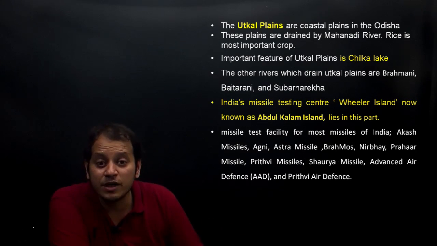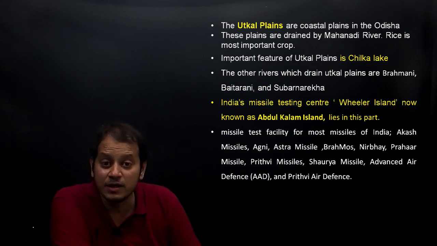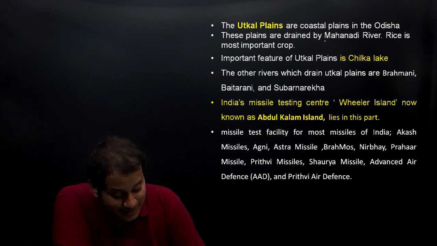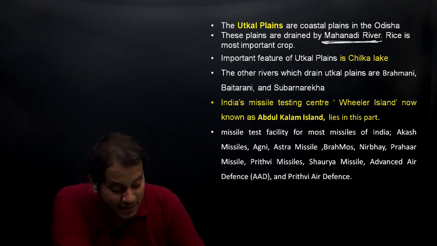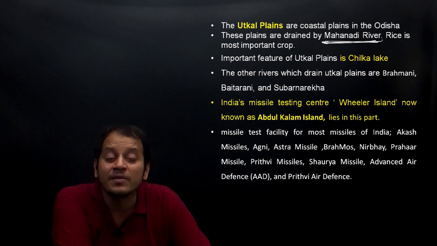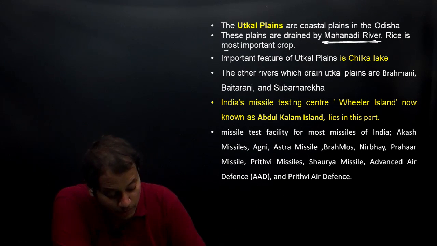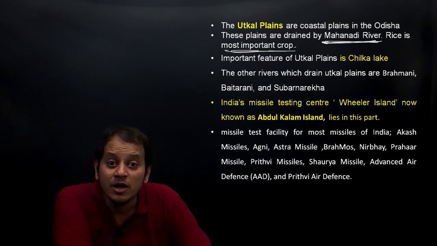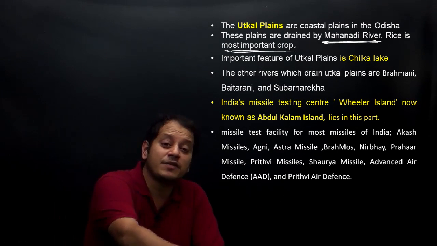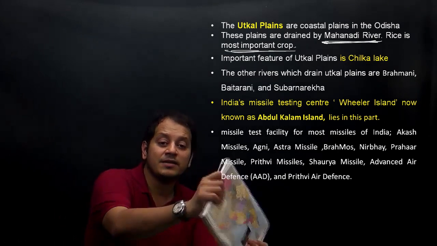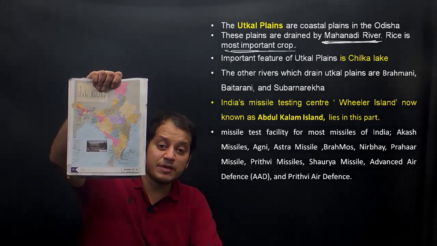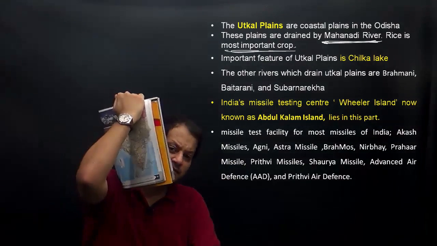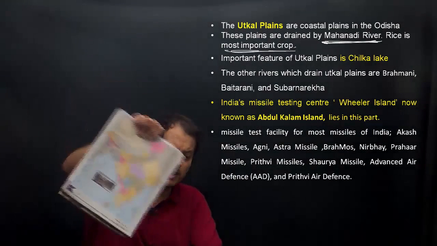Now, the area you have to focus on is that this area is drained by the Mahanadi river, and rice is the most important crop of this region. You can open this page of the atlas here, that is, the first major map of India, the political map, or you can take the physical map, but the political map will be easier.